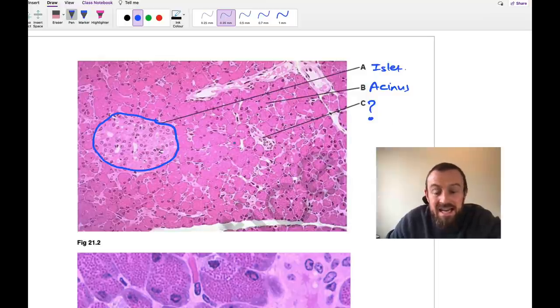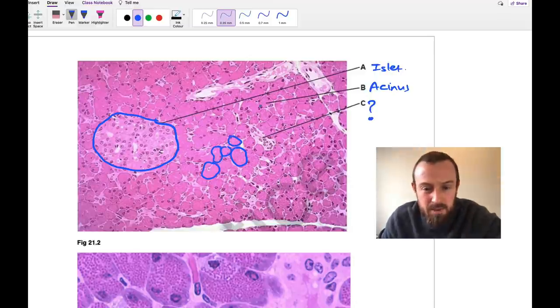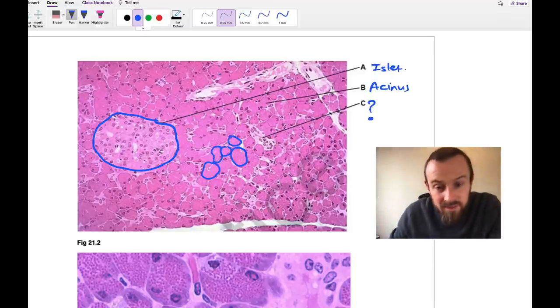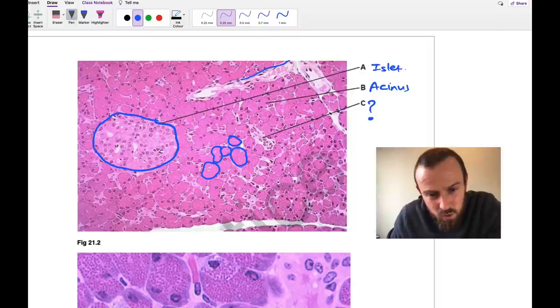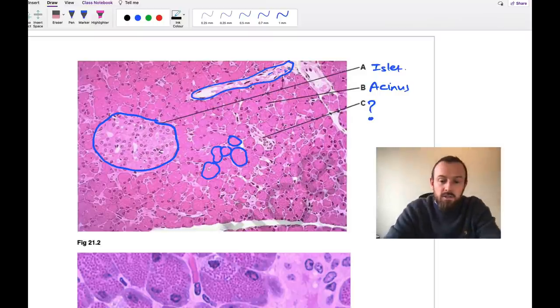The acini, that's the plural, it would have been nicer if they picked something like that. All these things all around here, these are all acini. Okay, acinous cells, those are all acini, and B is one of those. By the way, this up here, that's a very squished looking blood vessel, and I can tell it's a blood vessel because it's got all these blood cells in it.